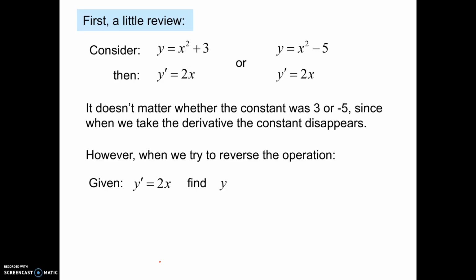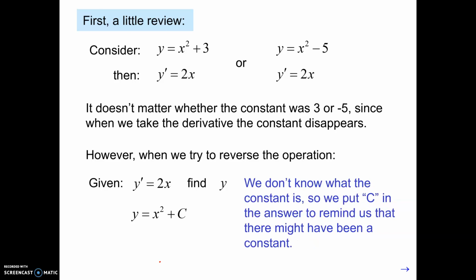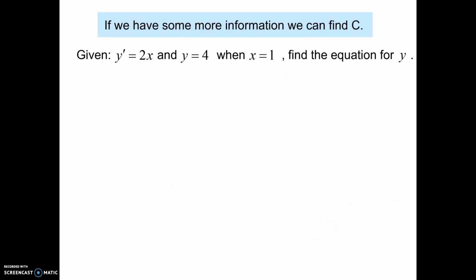So let's suppose I give you y prime equals 2x, and I ask you to find y. And I give you a little bit more information: I give you the derivative, and I give you a point on the curve. So in the scenario, the point is y equals 4 when x equals 1. So now when I find the antiderivative, I can plug in 4 for y and 1 for x, and I can solve for c. And I find that the constant c was 3, and then I can write the original equation. This is kind of what we're going to be doing.